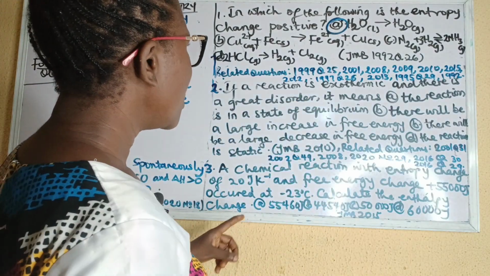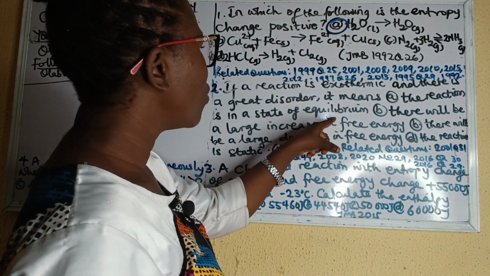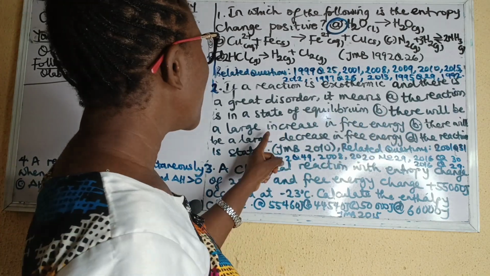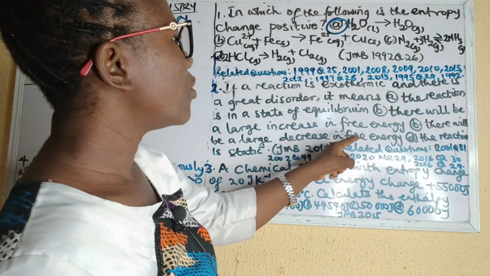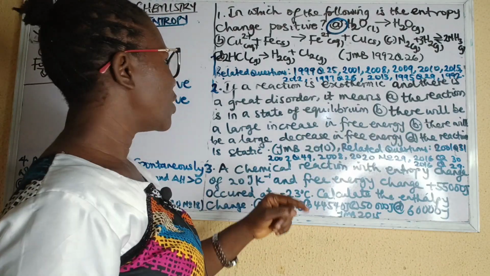The options: A, the reaction is in a state of equilibrium. B, there will be a large increase in free energy. C, there will be a large decrease in free energy. And the last option, the reaction is static.